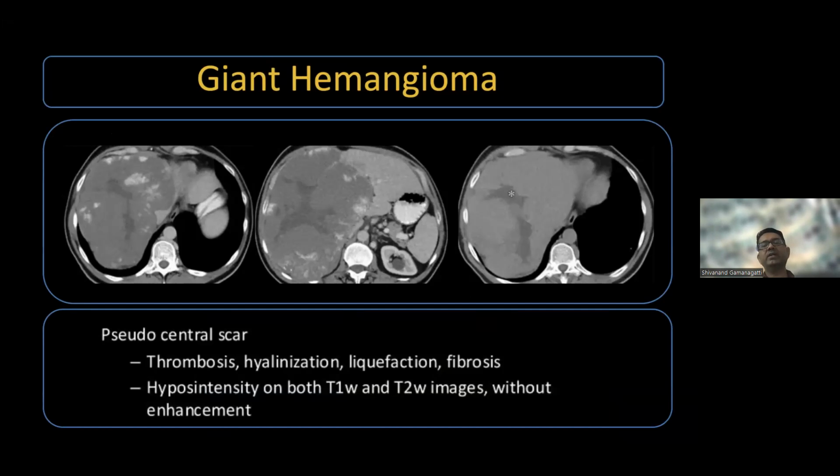Giant hemangioma is a category where there is a large hemangioma which lacks the central filling in. You will have a fibrotic scar. So it is called a giant hemangioma, usually more than 10 centimeter lesions. The central area remains non-filled with contrast because of hyalinization or fibrosis.